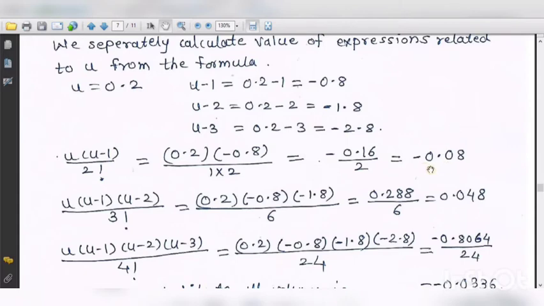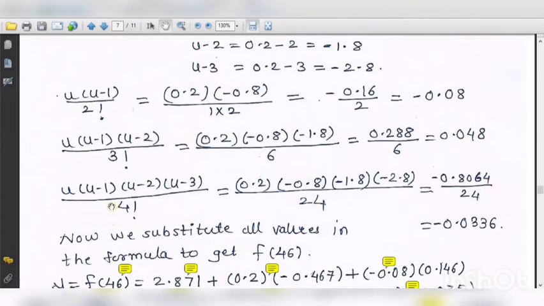So finally the value is minus 0.08. Next value is u into u minus 1 into u minus 2 upon 3 factorial. Here u is 0.2, u minus 1 is minus 0.8 and u minus 2 is minus 1.8. In this multiplication, there are two negative numbers, so the multiplication of this minus and this minus will be plus. Therefore the whole product will be plus. So it is 0.288 upon 6, that is 0.048.